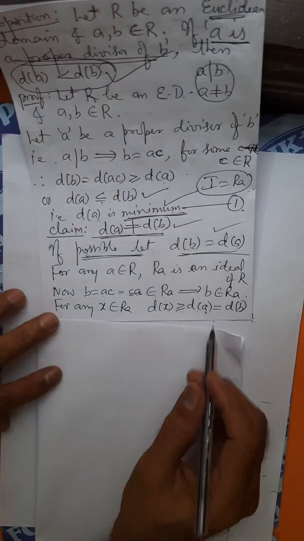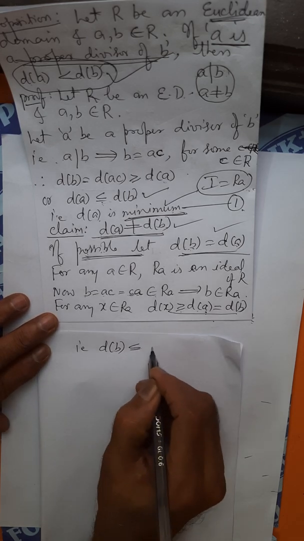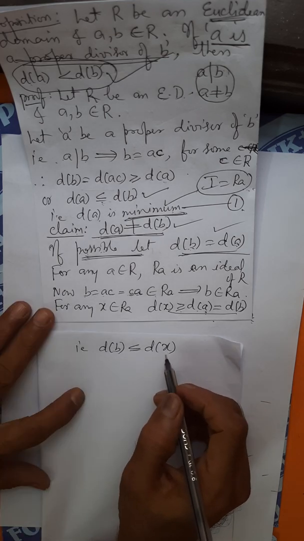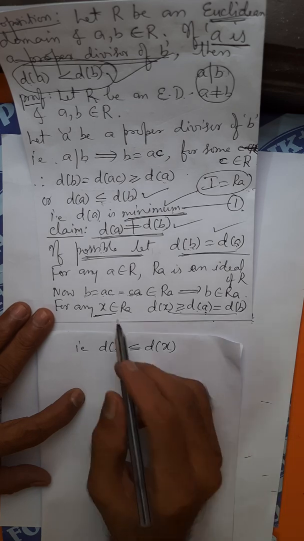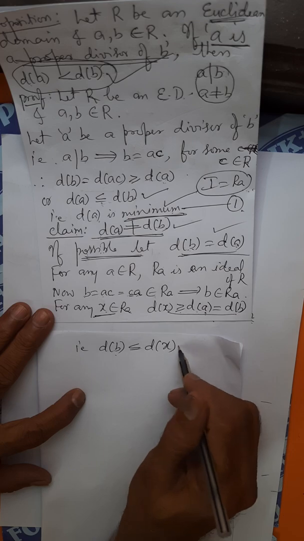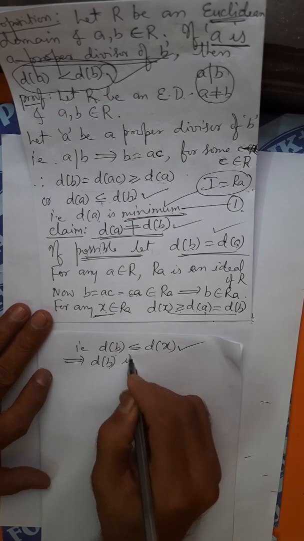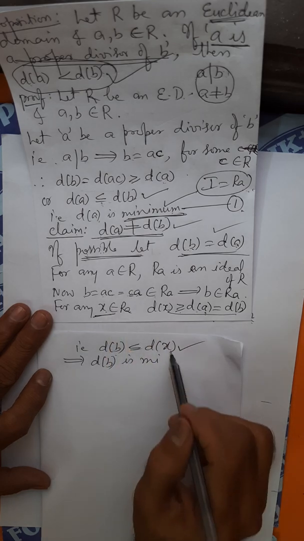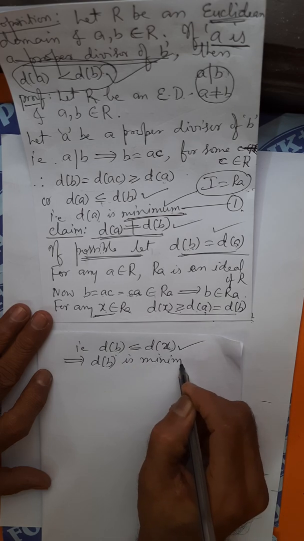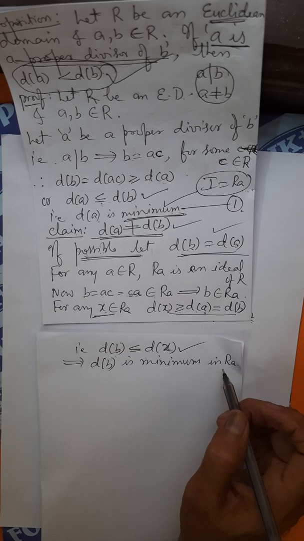That is, I am rewriting this step. The d value of B is less than or equal to the d value of x, right? For what x? For any x. For any x belonging to RA, the d value of B is less than or equal to the d value of x. That means the d value of B is minimum. For any x it is true, so the d value of B should be minimum. It is the least. It is the minimum in RA.